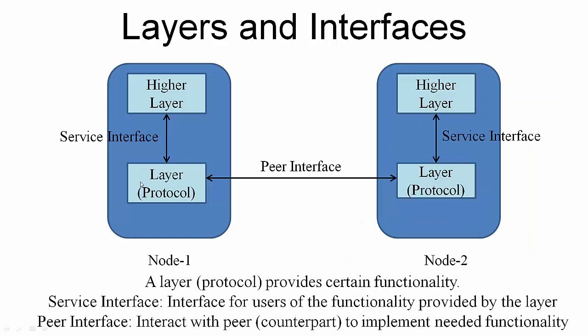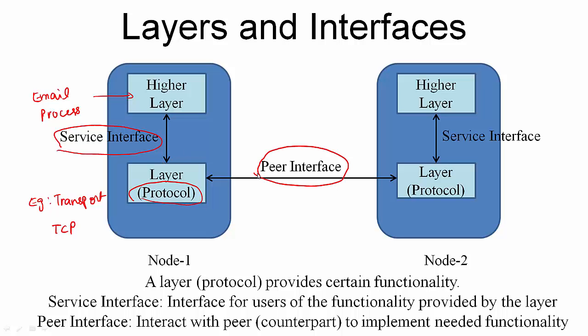A layer, more precisely a protocol that belongs to a given layer, provides certain functionality. For example, we are talking about the transport protocol. TCP is a protocol that provides reliability. Typically, a higher layer protocol, for example, an email process, makes use of the services offered by this protocol to achieve reliability. And the way these two interact with each other is through a service interface that this particular protocol provides. There is another interface called the peer interface.